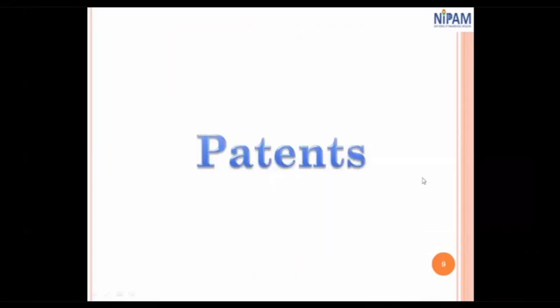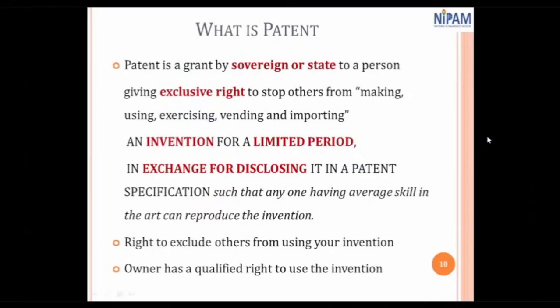So now I'll be discussing all the IPR one by one. Patents. What is a patent? Patent is a grant by a sovereign or a state to a person giving exclusive rights. With IPR, mind you, this term exclusive rights comes along with it. So you are getting exclusive rights for the innovation that you make. It gives exclusive rights to stop others from making, using, exercising, vending and importing your products.